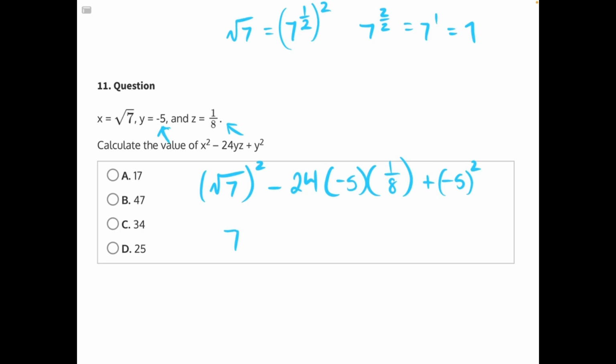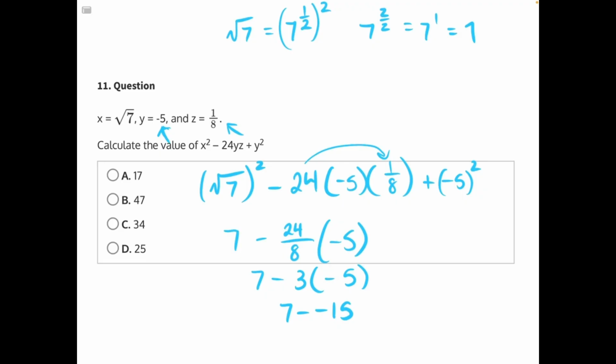Moving on to our middle piece, 24 times -5 times 1/8. Distributive property says we can do this multiplication in any order that we want, so I'm going to suggest we do 24 times 1/8 first. So we'll have 24 over 8 times -5. 8 goes into 24 3 times, so we can simplify that to 3 times -5, which will give us -15.